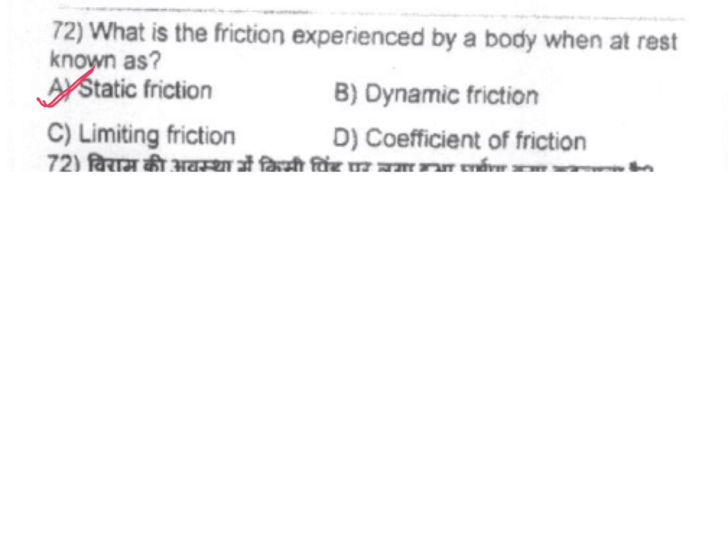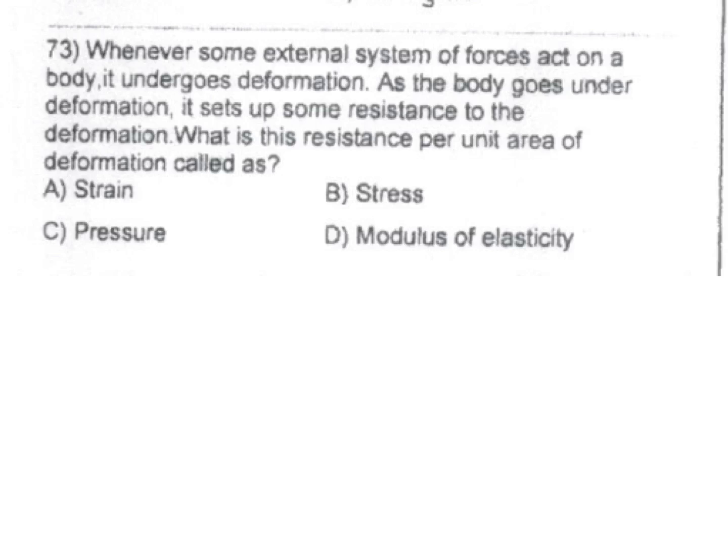You can check it. Question is, whenever some external system of forces act on a body, it undergoes deformation. As the body undergoes deformation, it sets up some resistance to the deformation. What is this resistance per unit area of deformation called? A. Strain, B. Stress, C. Pressure, D. Modulus of elasticity. This is not possible. Pressure is force per unit area. So, stress is the answer.